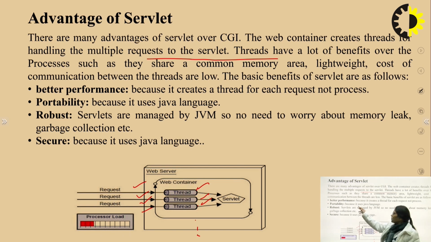It provides us better performance because it creates a thread for each request, which means there is no delay, and threads share the common memory area, so it produces better performance. Portability: why do we call it portability? Because it uses the Java language, and Java is portable, which means platform independent. We can run the program anywhere if we are using a JVM.